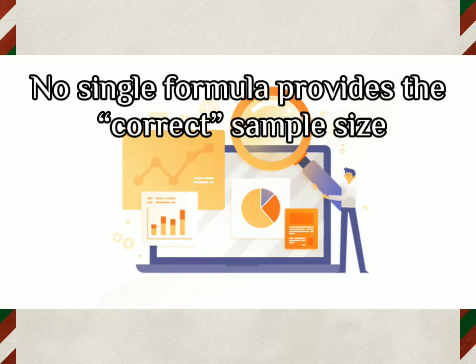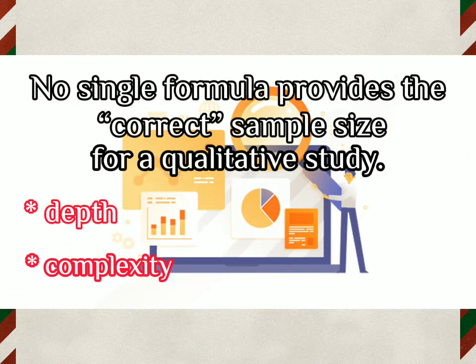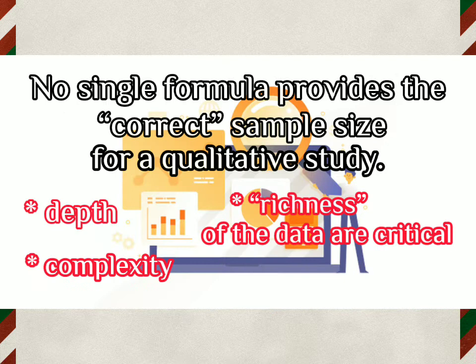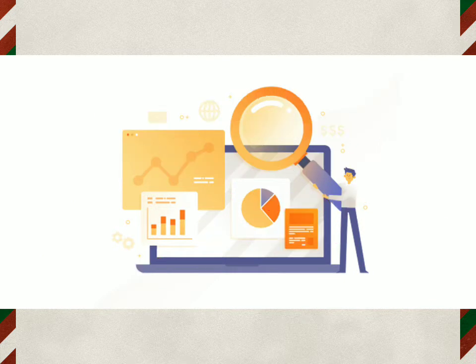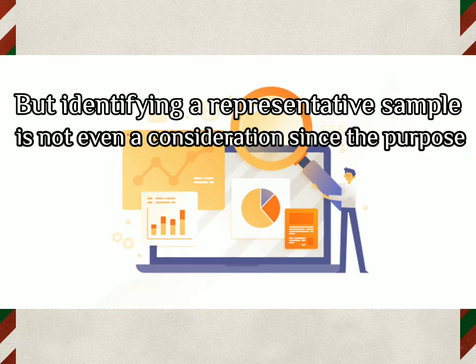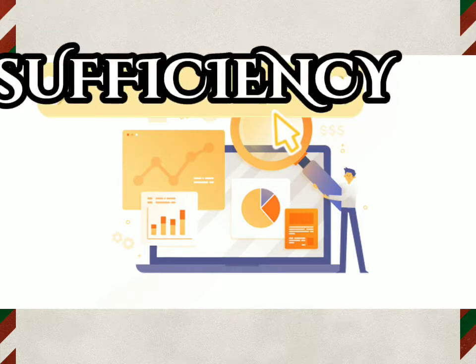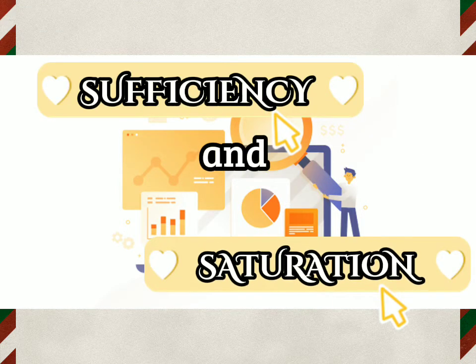Sampling. No single formula provides the correct sample size. For a qualitative study, the depth, complexity, and richness of the data are critical. But identifying a representative sample is not even a consideration, since the purpose of the research is to understand, not to generalize. The two criteria for determining the right number of interview participants are sufficiency and saturation.